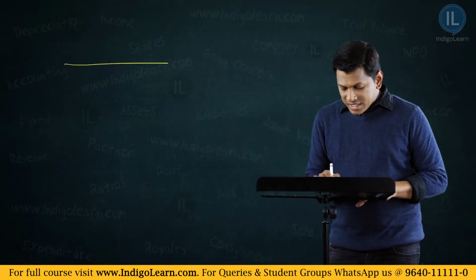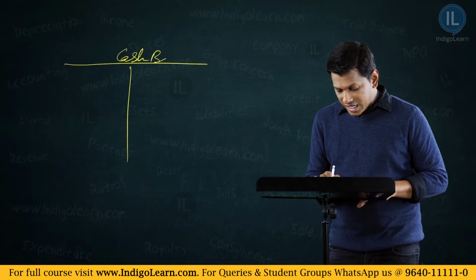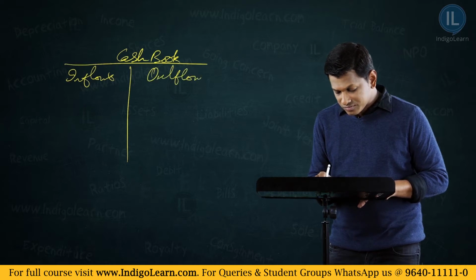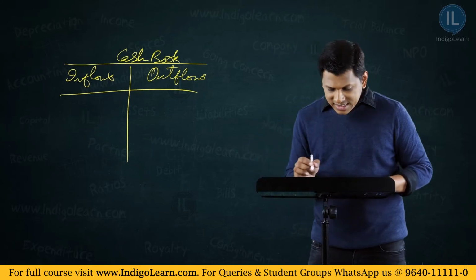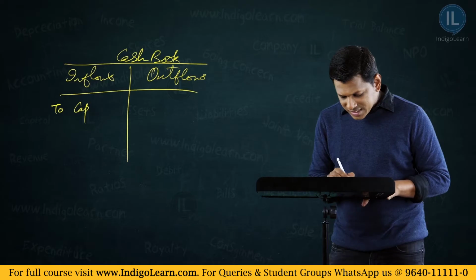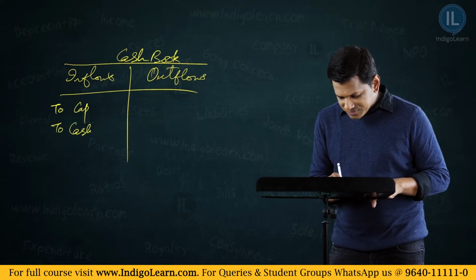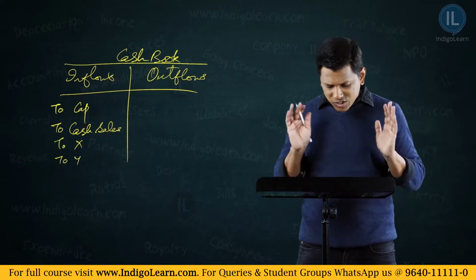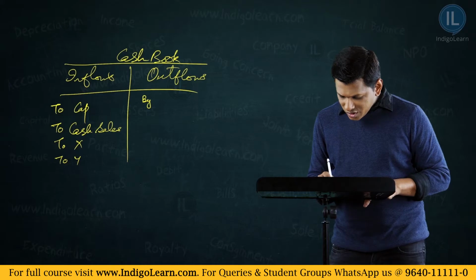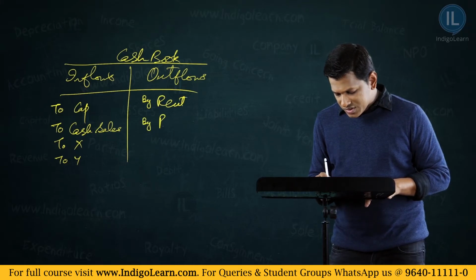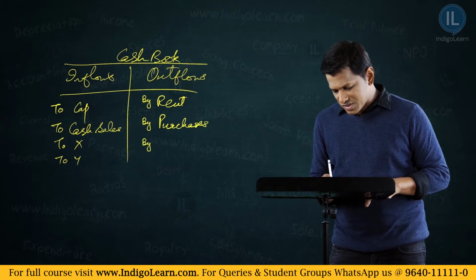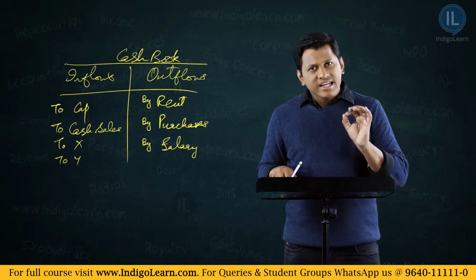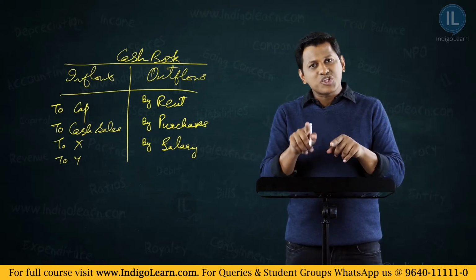Now friends, let us talk about a cash book, inflows, outflows. The important point you have to note is, here you write to capital because money is coming in, to cash sales, then some debtor gave money, to X, to Y and so on. So all these points you have written, and when it comes to outflows, say you have written by rent, by purchases, of course cash purchases, by salary, etc. Okay, you have written all these items. Now actually in real life, will these items require a corresponding effect in the books?